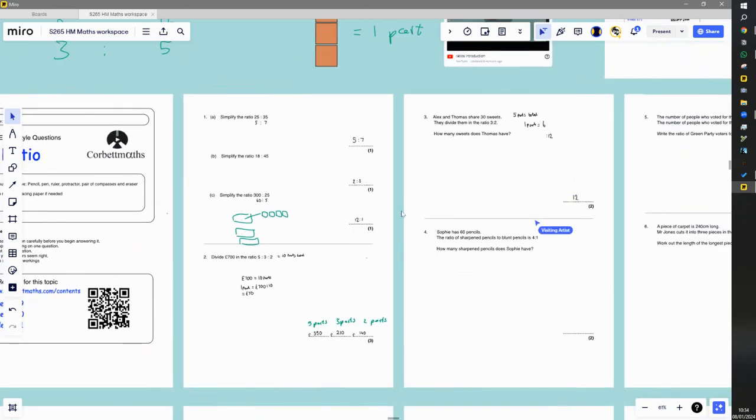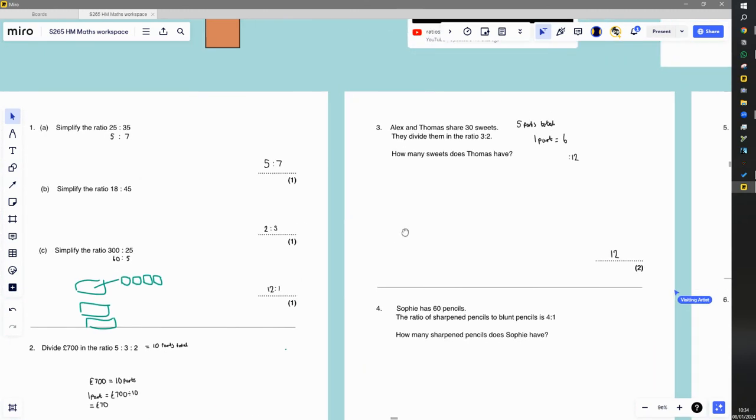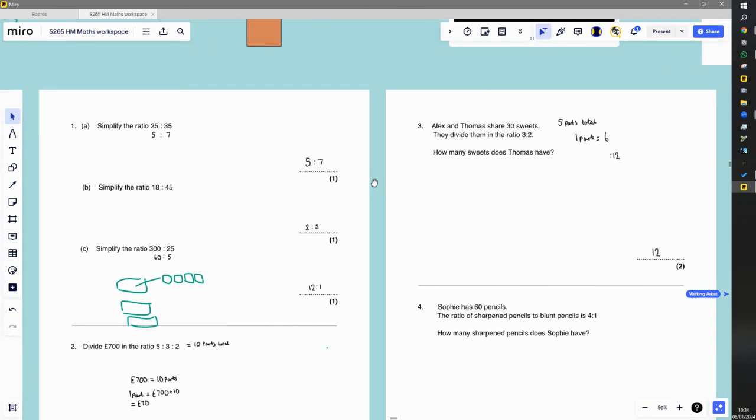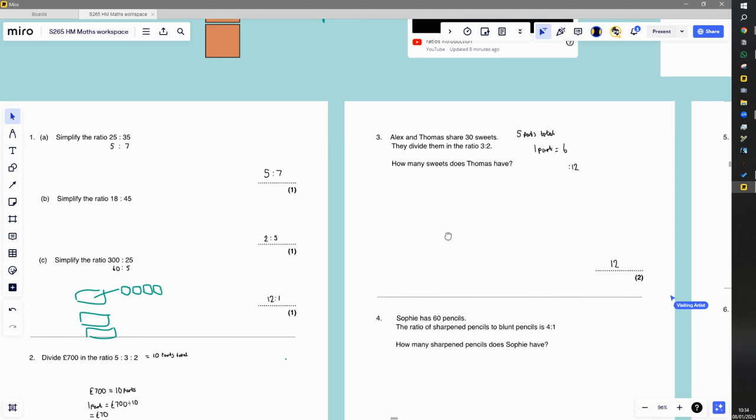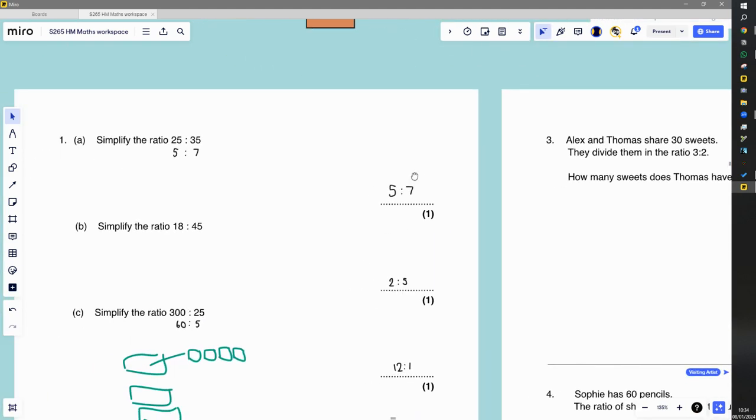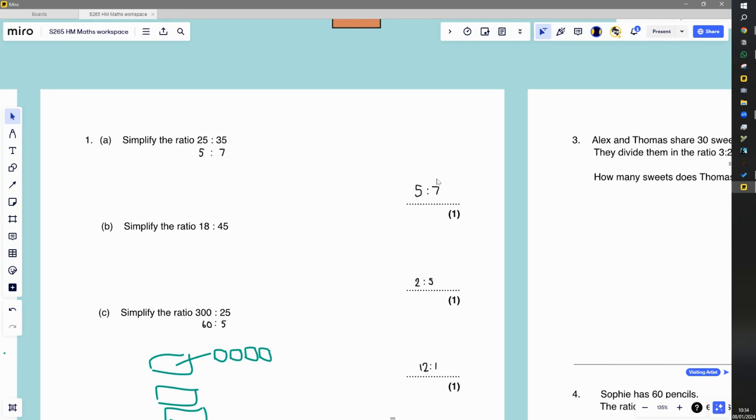Okay, so we're flying through this topic. I don't think we're going to need 3 weeks to do it at all. But I just want to briefly talk about how this relates to fractions. What a lot of people struggle with is this: let's imagine that we had something like 5 to 7.